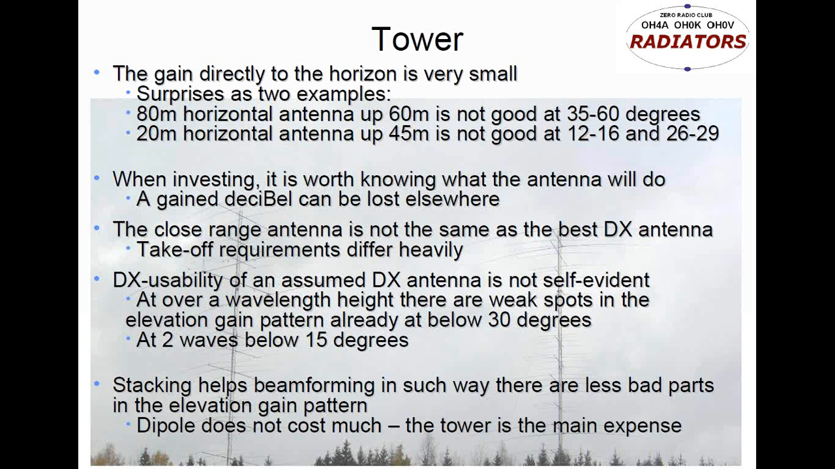And on 20 meters, if you have your only antenna up about 45 meters or 150 feet, it's not going to be good, because you are going to have much less gain at about 12 to 16 degrees. So when you are investing in a tower and your antenna, it's worth knowing what you are going to lose when you are gaining something. The close range antenna is not the same as your best DX antenna. To get over these problems, you can have multiple antennas at various heights, or you can stack.